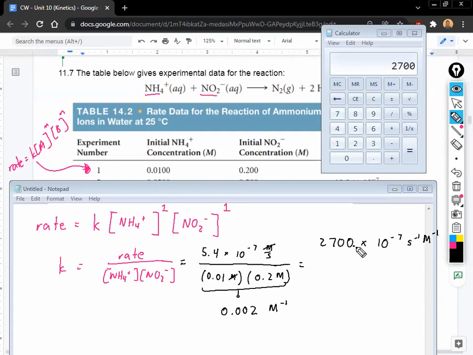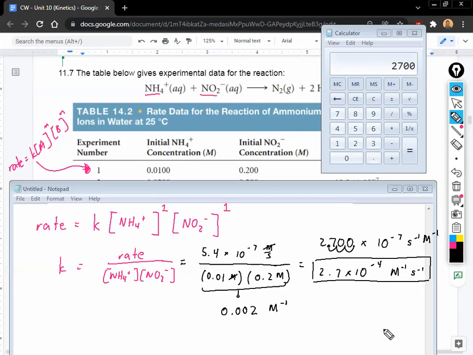And then we need to put this in scientific notation. So we just move the decimal over 3 times to the left. And so that's going to be 2.7. And then that's going to cause our exponent to go up, so it's going to be negative 4. And so your final answer will be 2.7 times 10 to the negative 4, molarity negative 1, seconds negative 1. And that's going to be your unit of measurement for the rate constant.